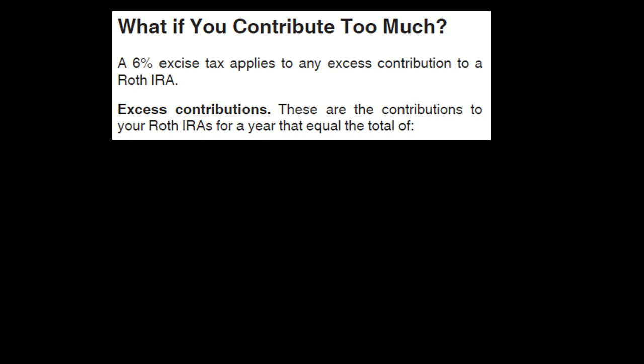That could quite easily happen. Back to the text. A 6% excise tax applies to any excess contributions to a Roth IRA. So you have a 6% tax because, again, the IRS does not want to allow excess contributions because then they'll grow. I mean, they'll get the benefits of growing tax-free, and then they're not even taxed when you take the money out. And the IRS obviously doesn't want that, so they're going to say that there should be a 6% tax on any excess contributions into the Roth IRA.